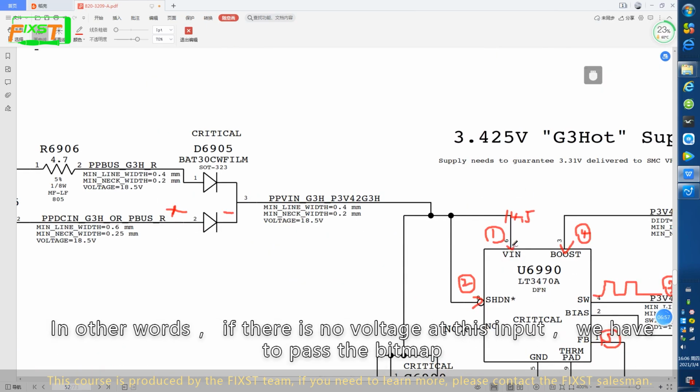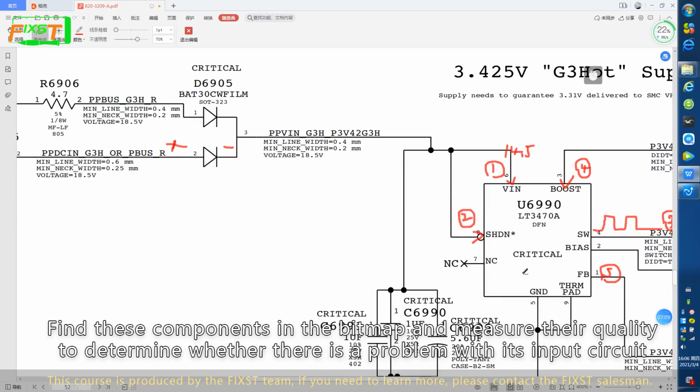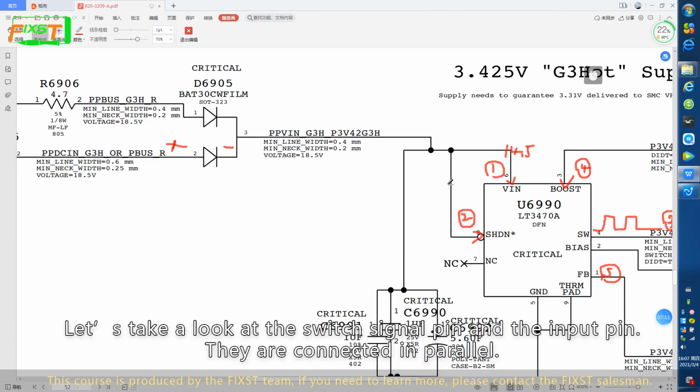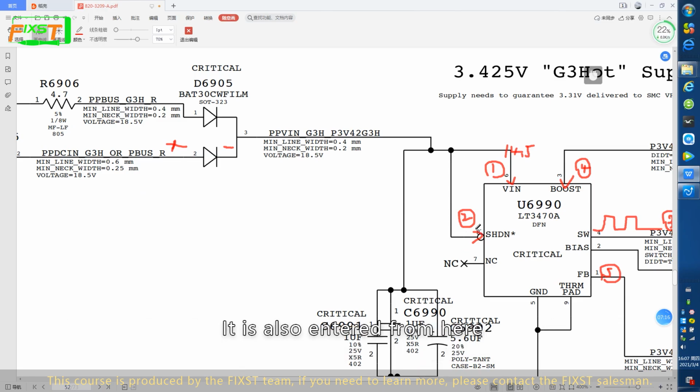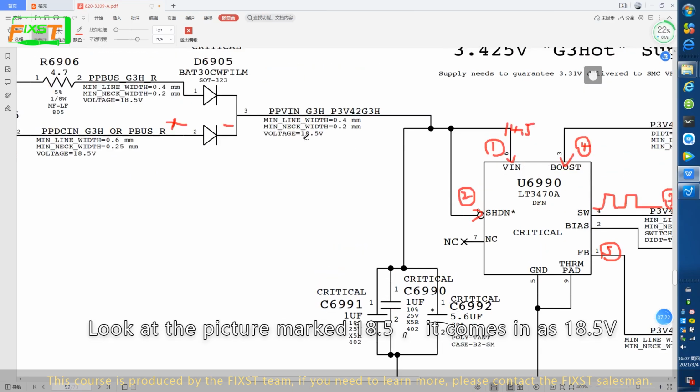In other words, if there is no voltage at this input, we have to use the bitmap. Find these components in the bitmap and measure their quality to determine whether there is a problem with the input circuit. Remember here. Let's take a look at this switch signal pin and input pin. They are connected in parallel. It is also entered from here, so we won't do much analysis here. Look at the picture marked 18.5. It comes in as 18.5 volt.